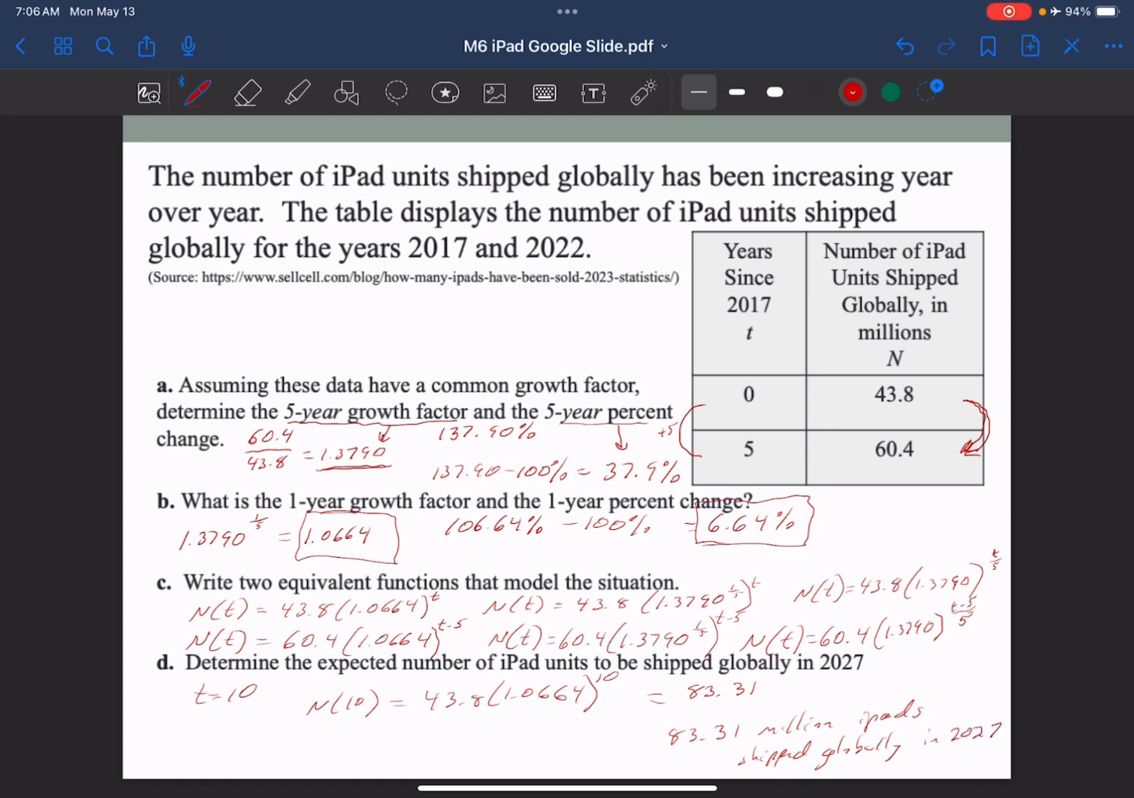Now, if you choose one of the other formulas, you might get a little bit of a different answer, and that would be only due to the rounding that occurs when we find the different change factors.